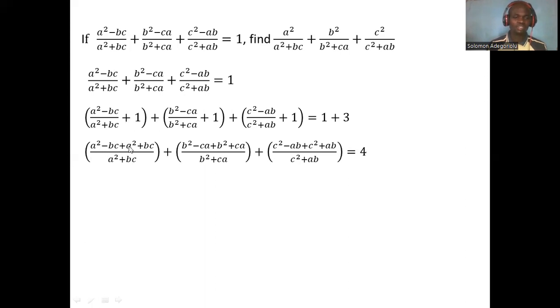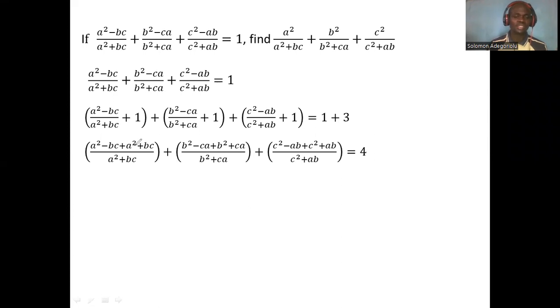Then this plus that we have here is what we are stating here. And also the denominator of this is 1. 1 in a² + bc will still give us a² + bc. So a² + bc times the 1, which is the numerator, will give us a² + bc. So this is what we have here. We do the same thing to the second bracket, same thing to the third bracket by finding the LCM. And 1 plus 3 is equal to what? 4.